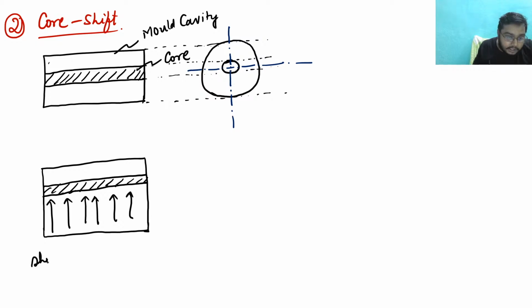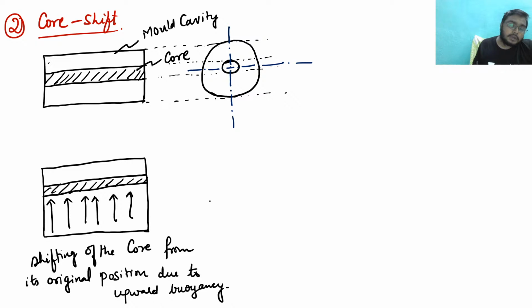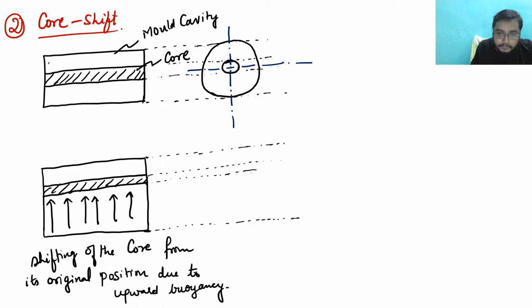So what I can write here: shifting of the core from its original position due to upward buoyancy. So my core is now shifted out. Now if you project here, analyze what happened due to this core shifting. You are interested to get the product like this that I have drawn here.